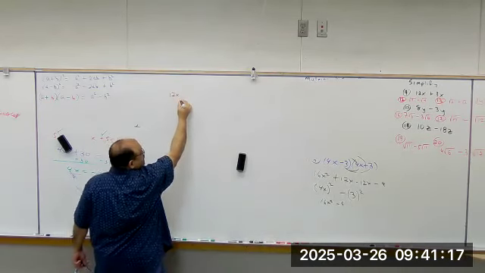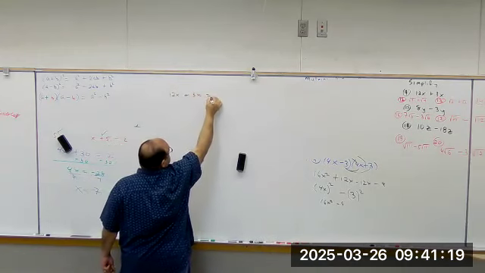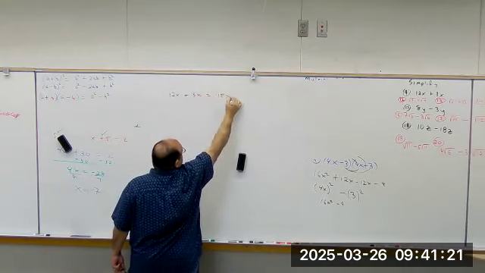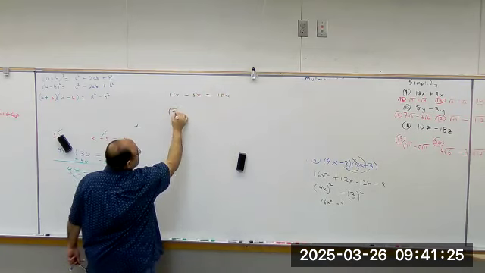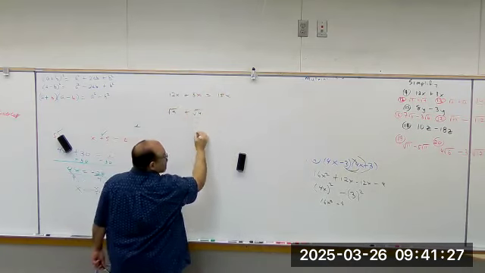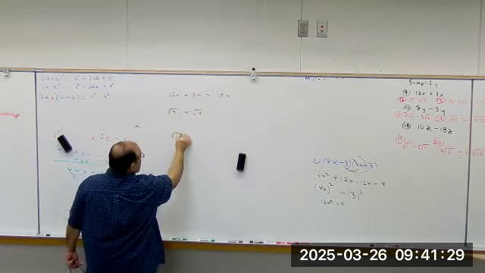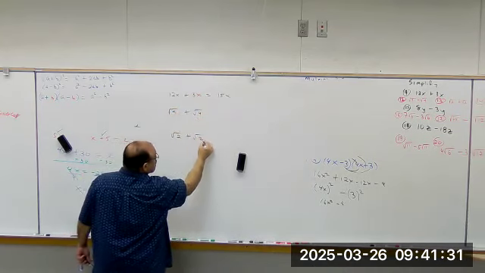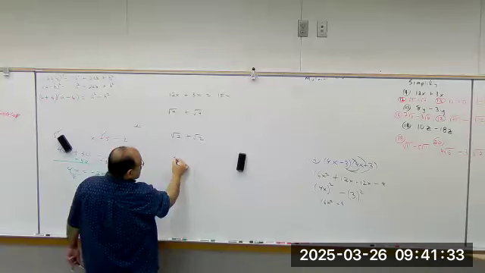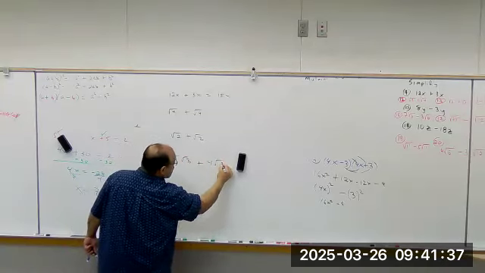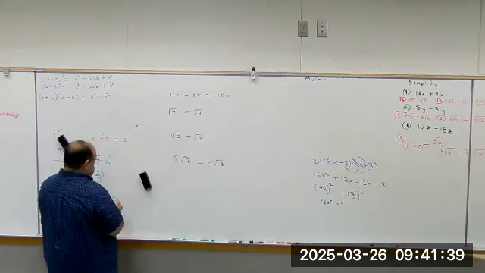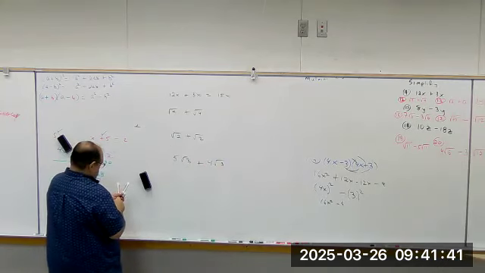What is 12x plus 3x? 15x. So square root 9 plus square root 4, square root 2 plus square root 2, 5 square root 3 plus 4 square root 3. So it's square root 9 plus square root 4.